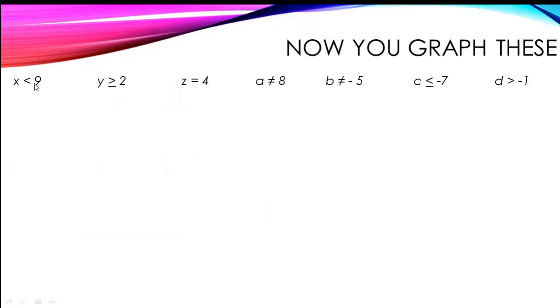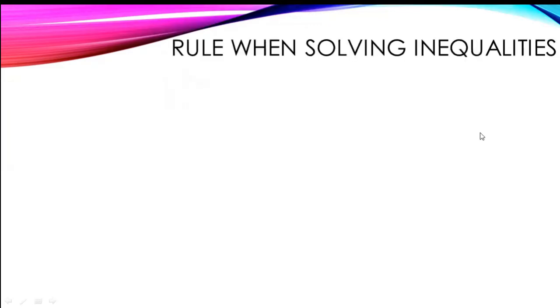Like x is less than 9, y is greater than or equal to 2, x is equal to 4, a is not equal to 8, b is not equal to minus 5, c is not equal to minus 7, d is less than or equal to minus 7, and d is greater than minus 1. So you will draw the number line.